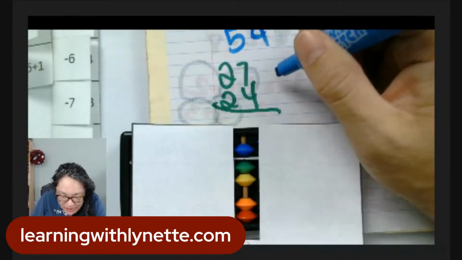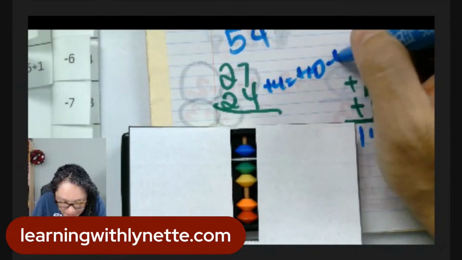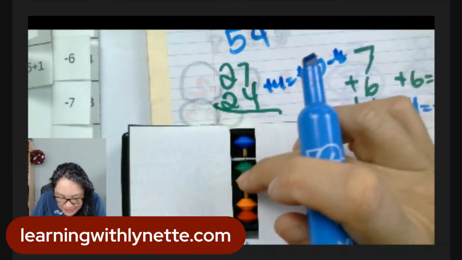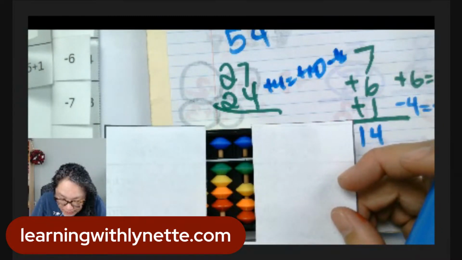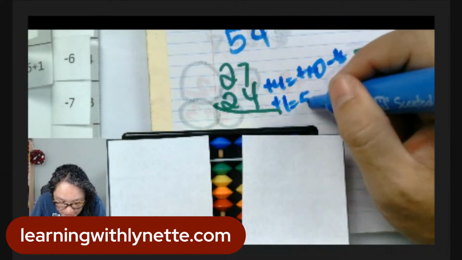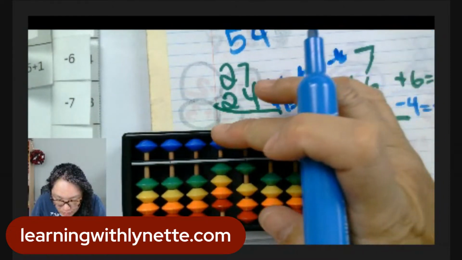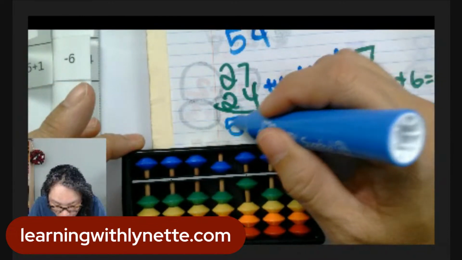So plus the 4. Plus 4 is equal to plus the 10 minus the 6. I'm going to minus the 6, I'm going to plus the 10. Again, to plus the 10, there's not enough. To add the 1, I need to plus the 1, which is equal to plus the 5 minus the 4. So I plus the 5 minus the 4. And my final answer is 51.